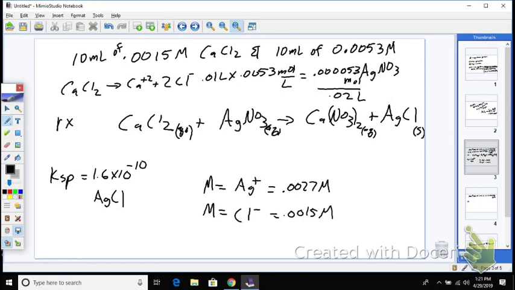Any questions on that? So what you do, I'm not going to write it out, but you do it just like the other one. You take 0.0015 times 0.01, which would give you 1.5 times 10 to the -5th moles, once you multiply that out. So then chlorine has to be double that.